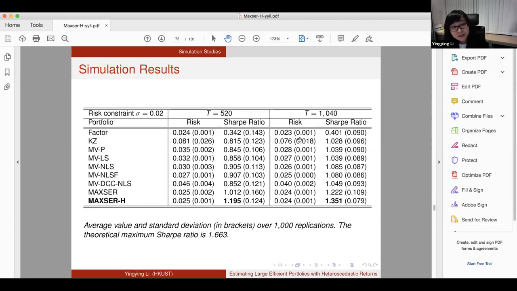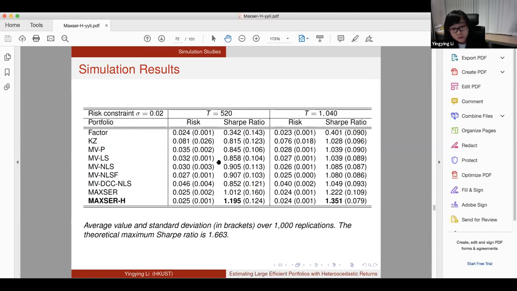And then basically the simulation result confirms our theoretical findings. So indeed, MAXER-H does work very well. These numbers are, as I said, calculated based on true values, true parameters. So we can actually know the risks and the true Sharpe ratios over 1,000 replications. And then over these 1,000 replications, we see, for example, a Sharpe ratio for each replication. And then we take an average for ease of comparison, together with a standard deviation.